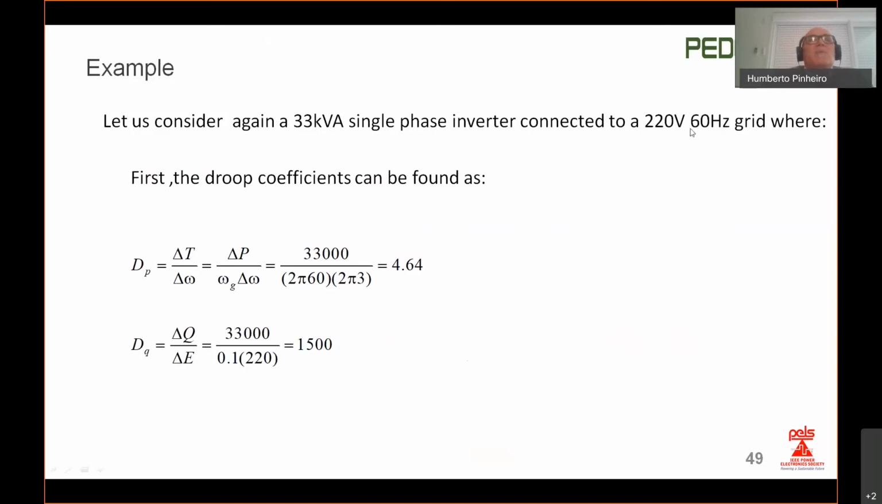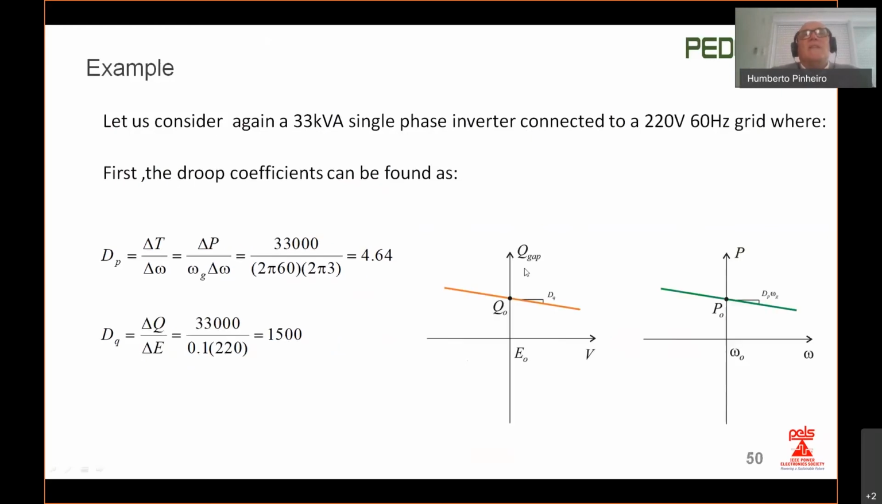So let's run an example. We follow the same example, single phase 33 kVA inverter connected to a 220 V, 60 hertz grid. The droop coefficients here have been set to 3% for the frequency and 10% for the voltage. So the impact of this droop coefficient on the operating point can be visualized in these two graphs. You see that E0 here is the reference for the voltage, right? And then this is the Q0.